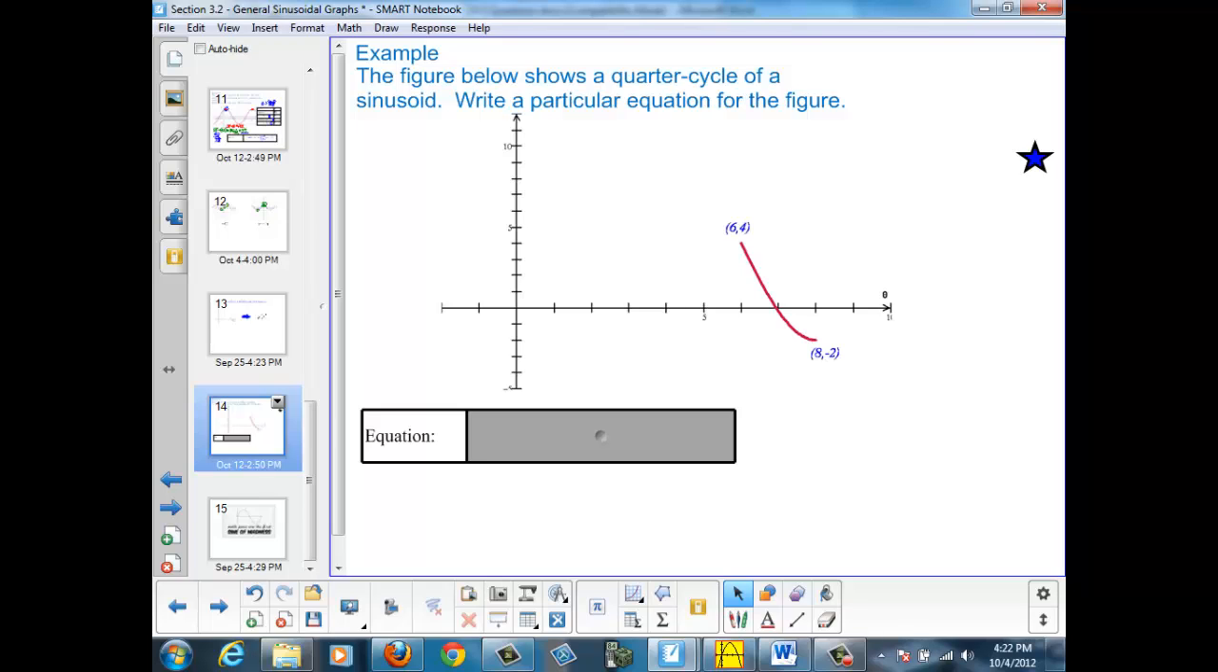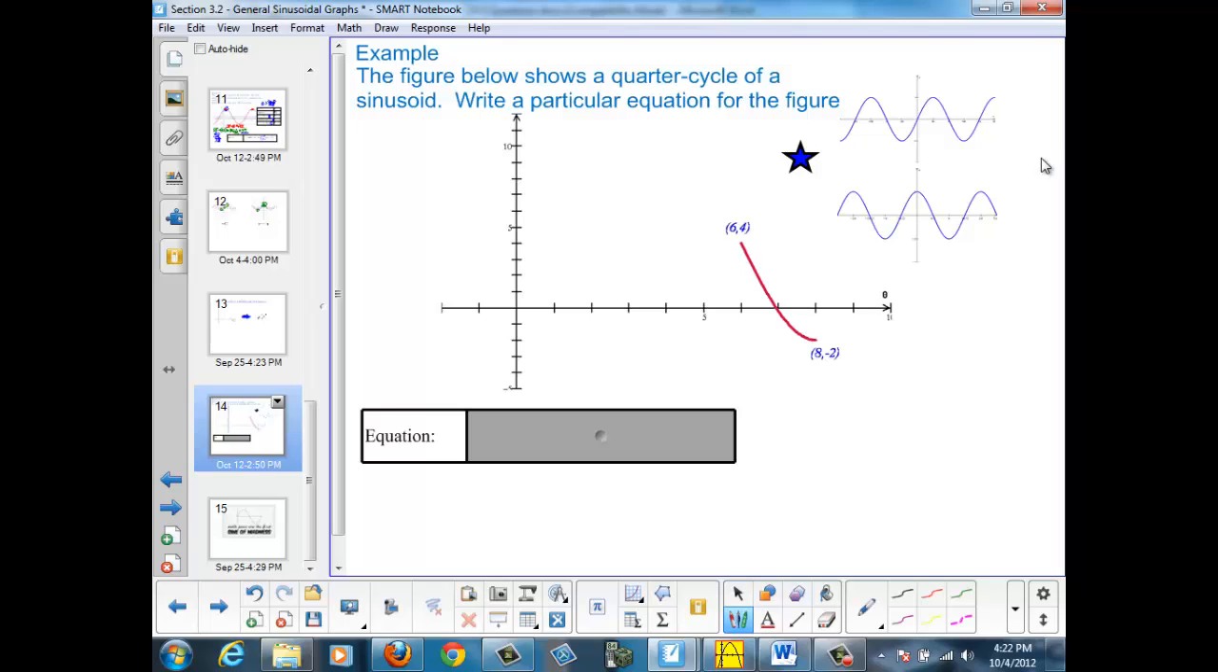Okay, now remember there are 5 pieces of information we need. The 4 variables and the choice of a function. Since we have a quarter cycle, let's take a look at both the sine and the cosine and try and figure out which quarter of the cycle we're being given.